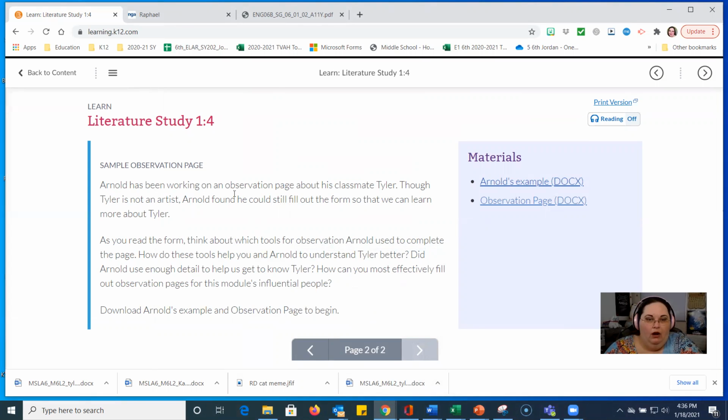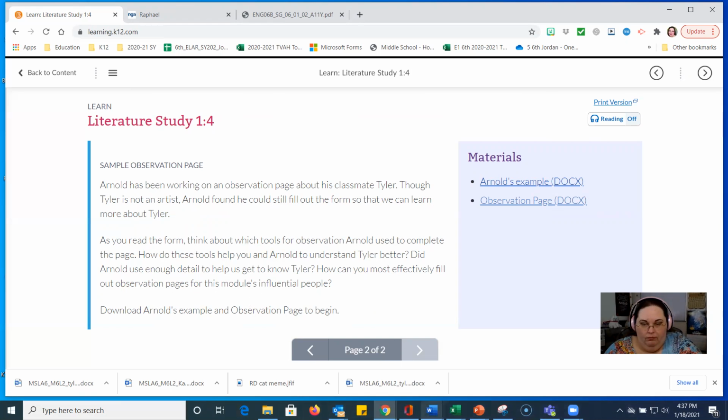Arnold has been working on an observation page about his classmate, Tyler. Though Tyler is not an artist, Arnold found he could still fill out the form so we can learn more about Tyler. As you read the form, think about which tools for observation Arnold used to complete the page. How do these tools help you and Arnold to understand Tyler better? Did Arnold use enough detail to help us get to know Tyler? How can you most effectively fill out the observation pages for this module's influential people?